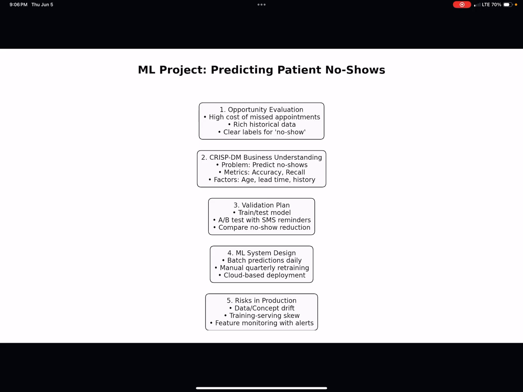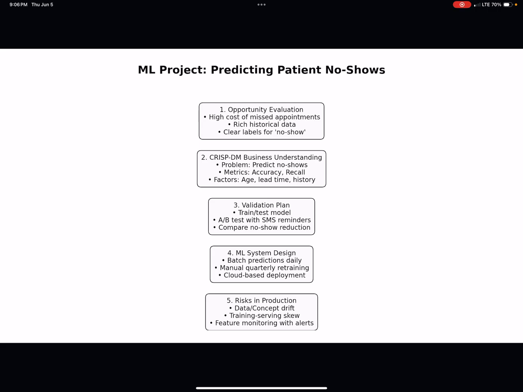And then lastly, training-serving skew. If live appointment data changes after we generate predictions, it may cause errors. So I would mitigate this by snapshotting inputs daily. By doing this, we would be able to mitigate that risk a bit.